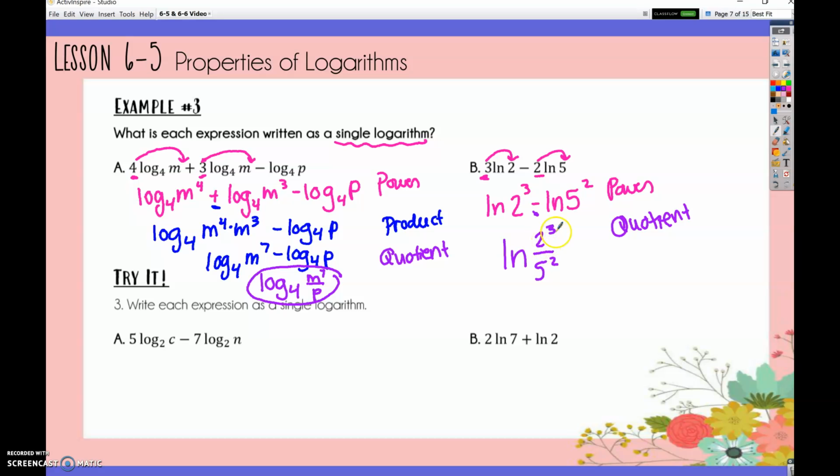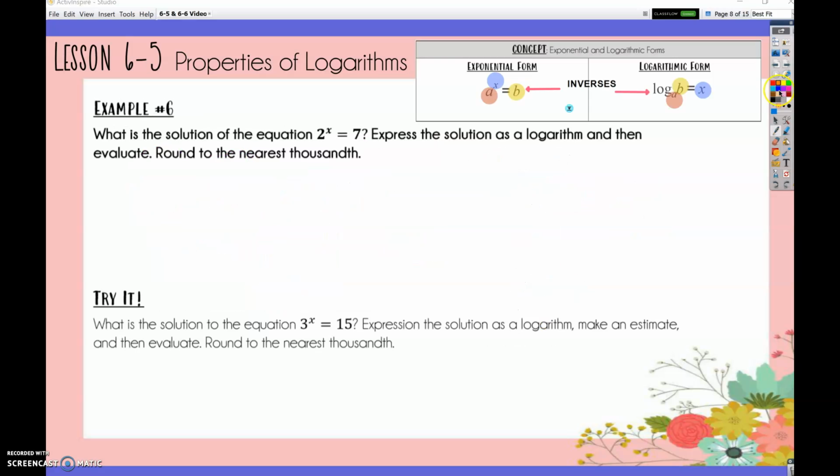Now I am going to take 2 to the 3rd, and I know 2 times 2 times 2 is 8, over 5 squared is 25. So I just used the number operations, 5 squared and 2 to the 3rd, to give me my final answer here. Again, check your answer key for extra practice on the triads to write those as a single logarithm.